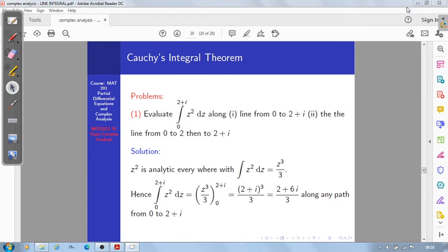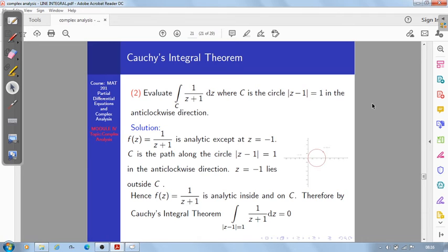Just state that the function is analytic, and hence the integral will be equal to Z cube by 3 from 0 to 2 plus I. But if it is a non-analytic function, as we have done in the case of Z bar, you should find the integral along the first path. You should find the integral along the second path separately, and you can see that you get different answers for this.